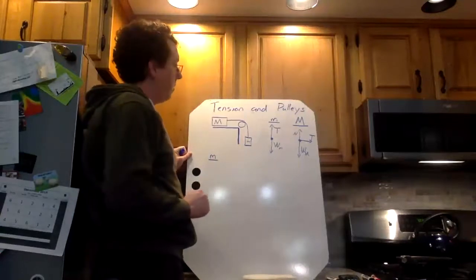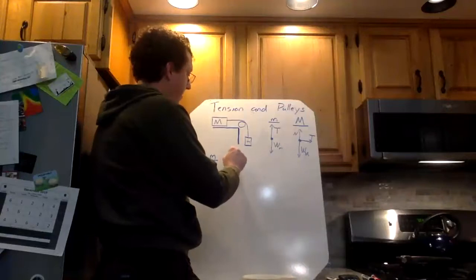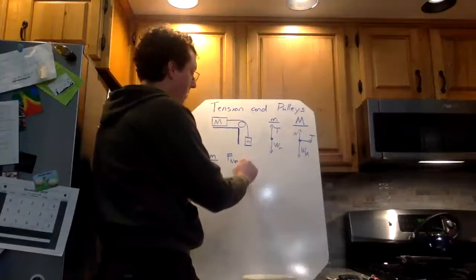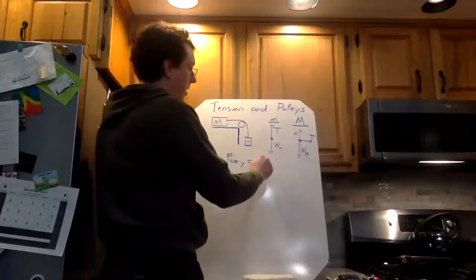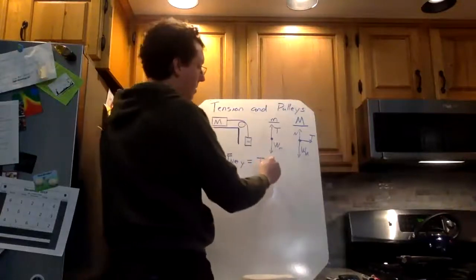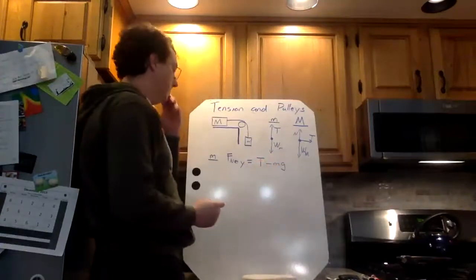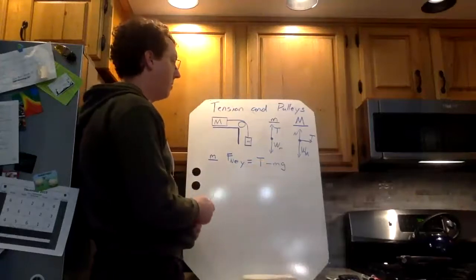Then we can write down a formula for the net force. We know that F net in the y direction equals, well, I have tension going up, so it's a positive T, and I have a weight going down, so that's going to be minus little m times g. That's the formula for the net force that I get from the free body diagram.